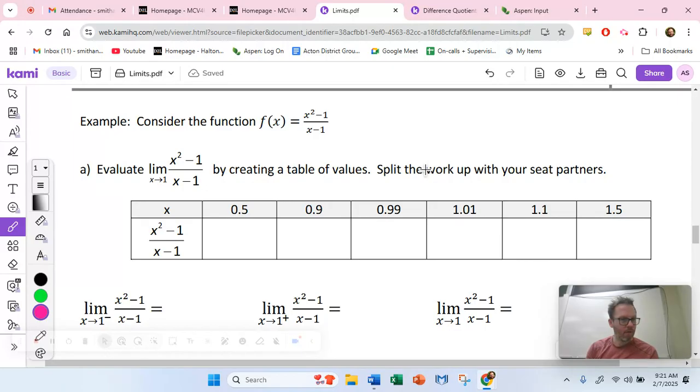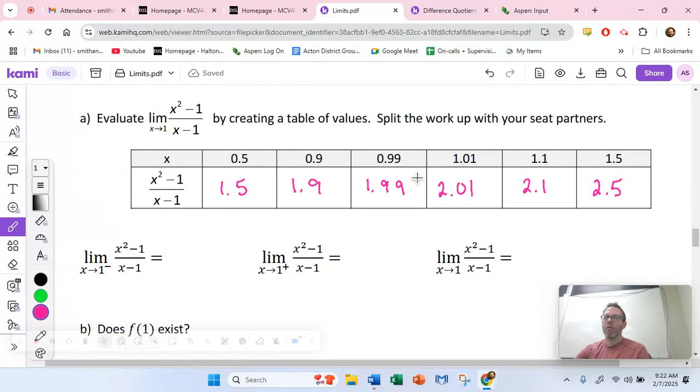Divided by 0.5. So that one's 2.5. 1.1 squared minus 1. This one's 2.1. And this one's 2.01. I'm going to guess this one would be then 1.5. Is it symmetrical like that? 1.9, 1.99? Okay, perfect.